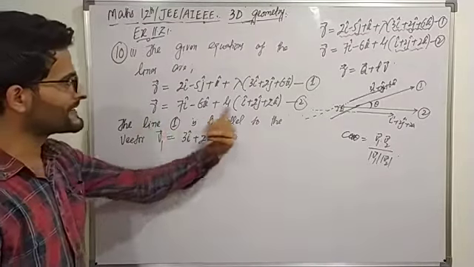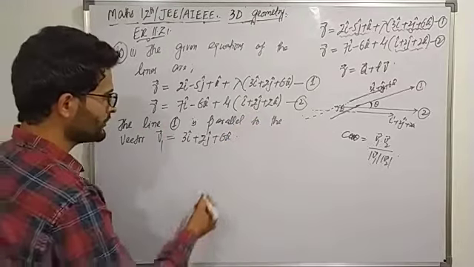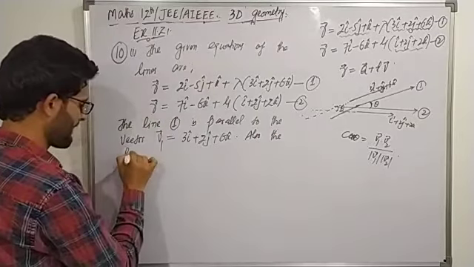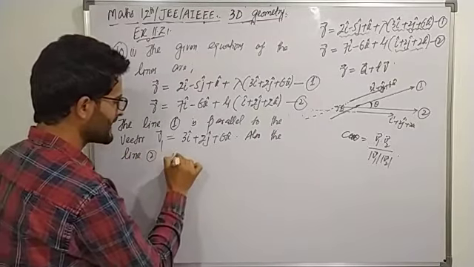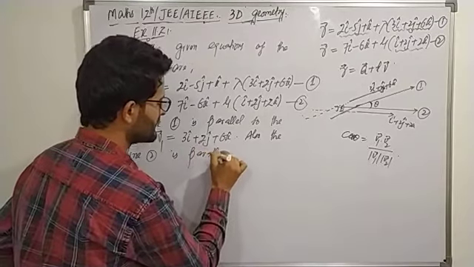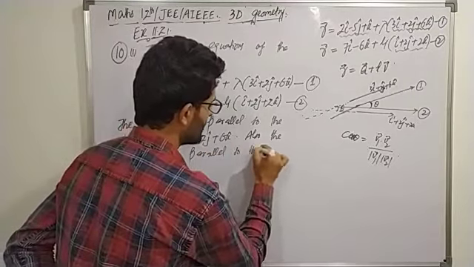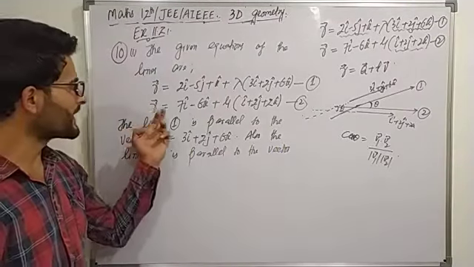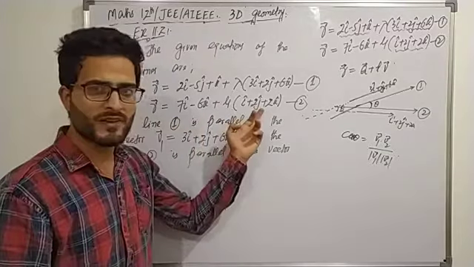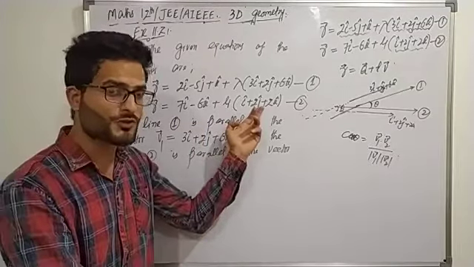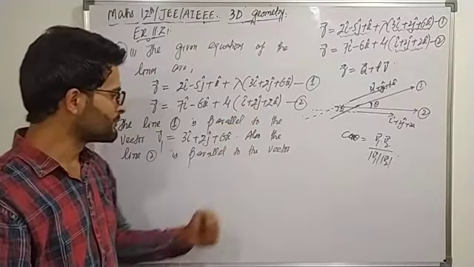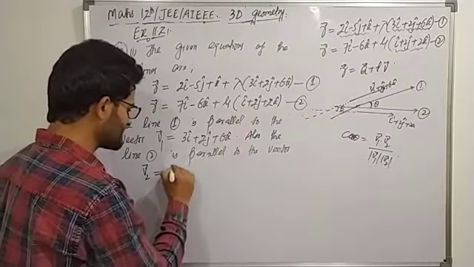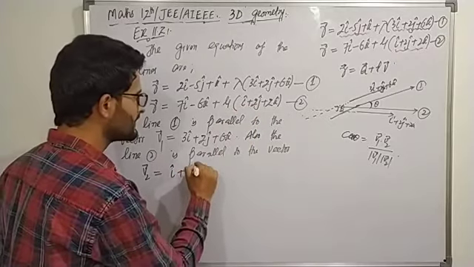And similarly the second line must also be parallel to a vector. The second line is parallel to the vector. Line second must be parallel to the vector, yes, because it is of the form r vector is equal to a vector plus t times v vector, where v vector is the vector that is parallel to the line. So what will it be? Suppose we name that vector v2, and it must have the structure i plus 2j plus 2k.